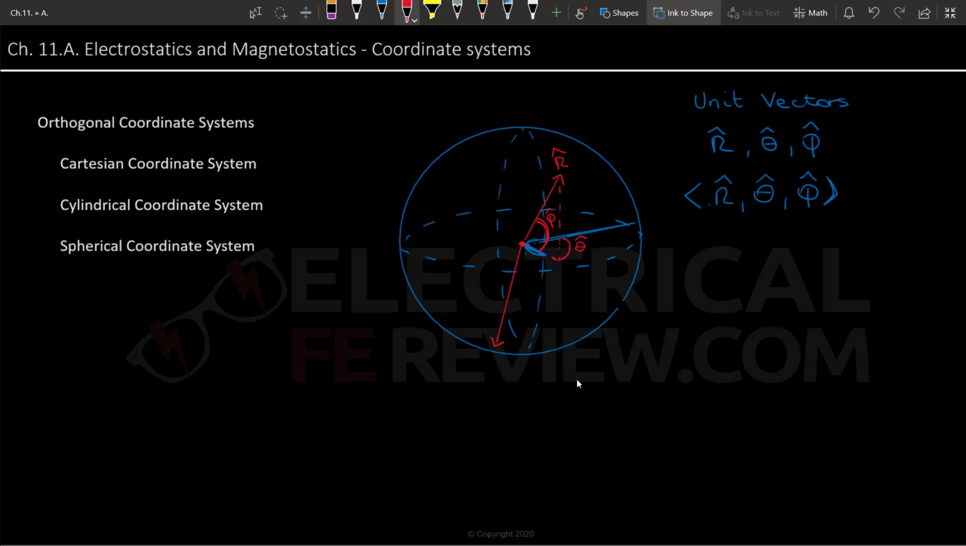So that is all on the orthogonal coordinate systems. It will definitely make our problems easier to solve, and they are extremely useful. So thank you for watching.